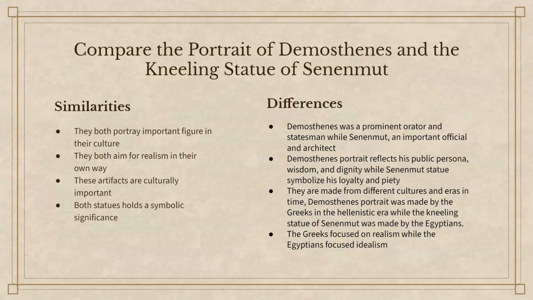Both have symbolism. Both sculptures carry a heavy symbolic weight. While Demosthenes' portrait would have been a symbol of his intellectual or rhetorical accomplishments, Senenmut's kneeling posture and holding an object like a shrine or statue were symbolic of his service to the gods and the pharaohs, a key element of Egyptian statuary.